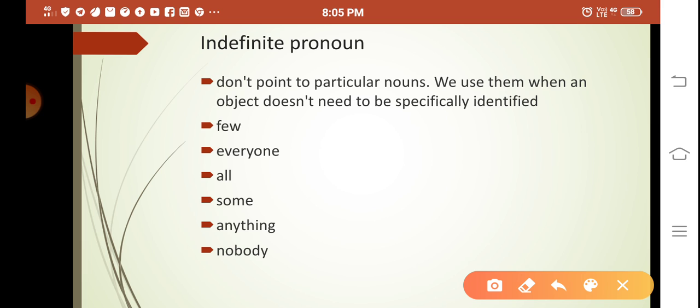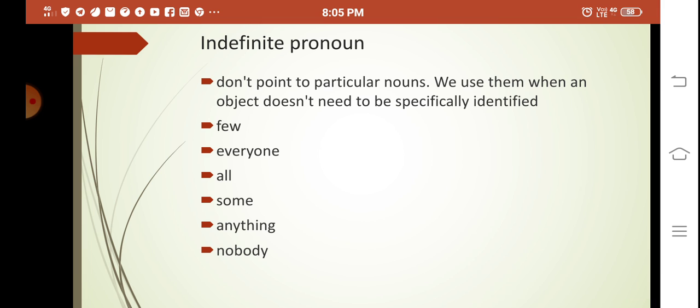Indefinite pronoun. We'll see what the indefinite means. The name itself indicates that it is indefinite. It means that it is not definite. It is not particular. It does not point to a particular noun, a particular person or particular group. We are not sure of what the correct noun is. We use them when an object does not need to be specifically identified.